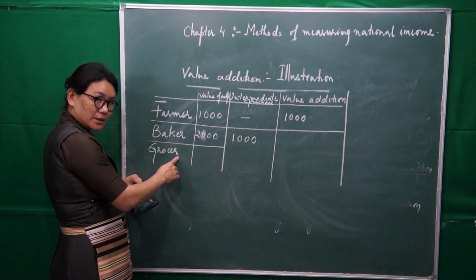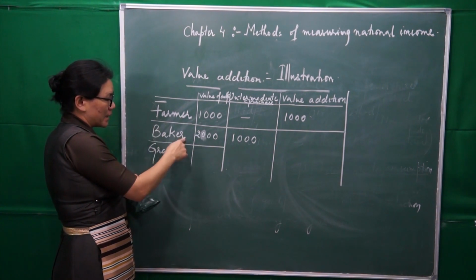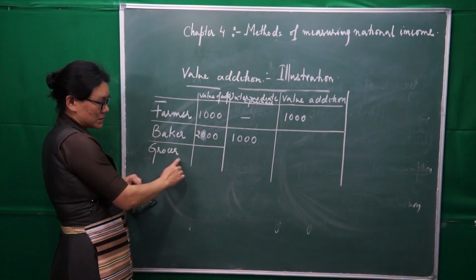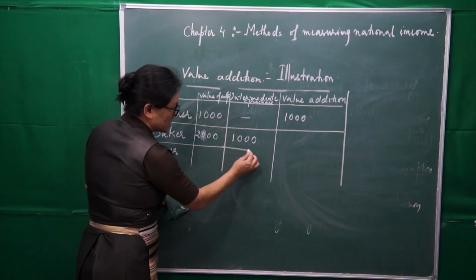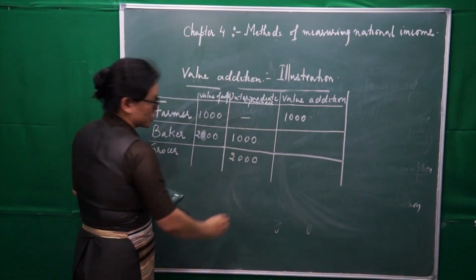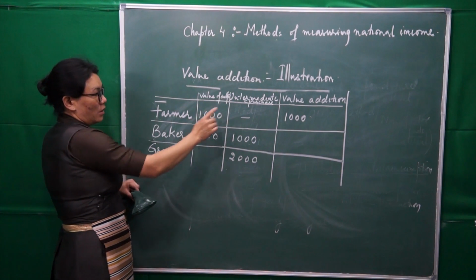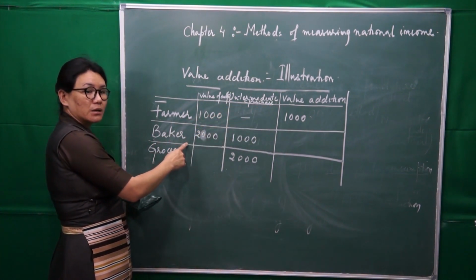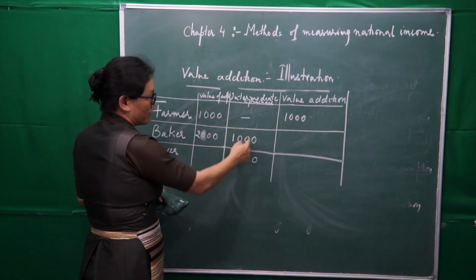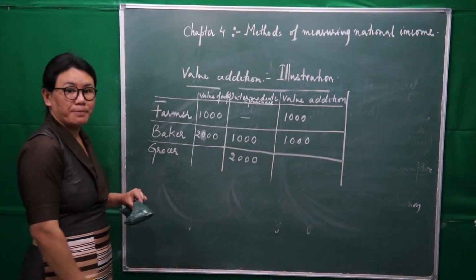Now what the grocer has done here? Grocer has purchased the bread from baker at this price. So what will be his intermediate consumption? His intermediate consumption will be this much. Right? Now again see here. What will the value addition done by the baker? So it's very simple, right? Only 1000. So the difference between these two will make value addition, which is 1000. Okay.